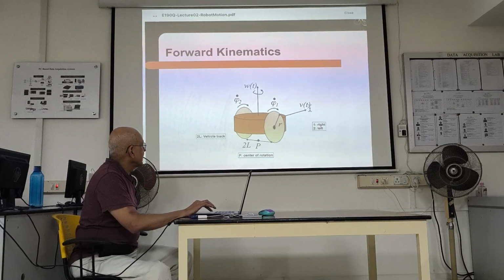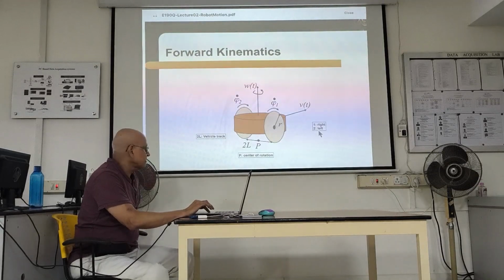So this is V of t and that is omega of t. This is the positive direction. And this is spinning at phi 1 dot and that is spinning at phi 2 dot. 1 is right and 2 is left.